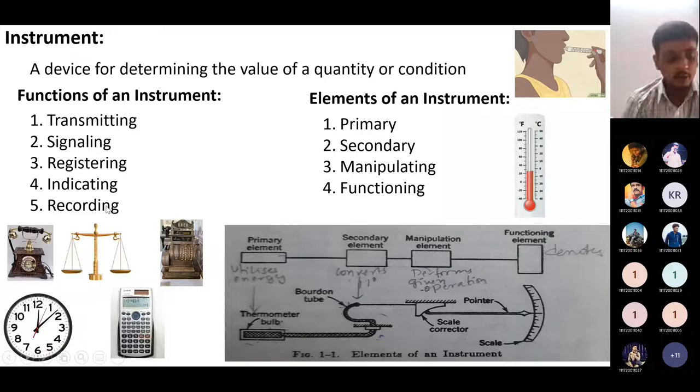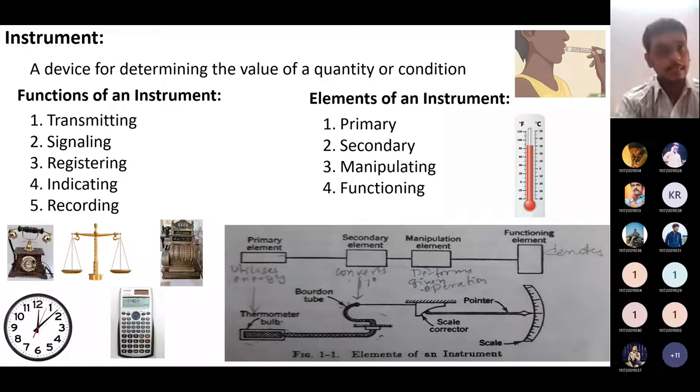The next one is the recording type of instrument. In this type we can keep a record of that particular value at that point in time. A recording type of instrument makes a written record of the variable of the measured quantity against some other variable. Usually this other variable will be time.